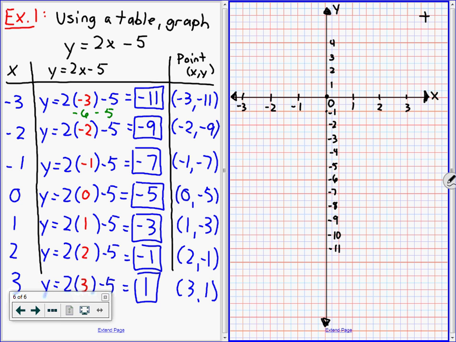Dylan, go. Grab the red marker. Just do negative 3, negative 11. You got that. Awesome.